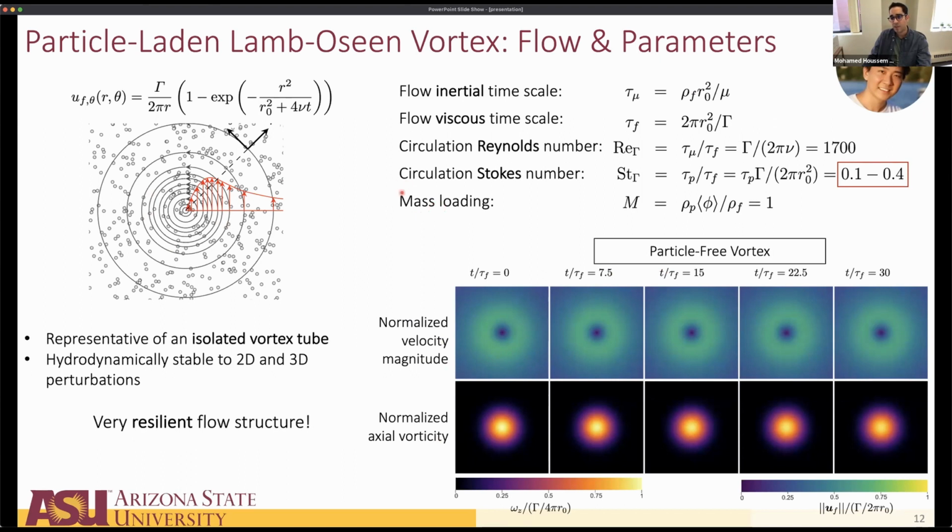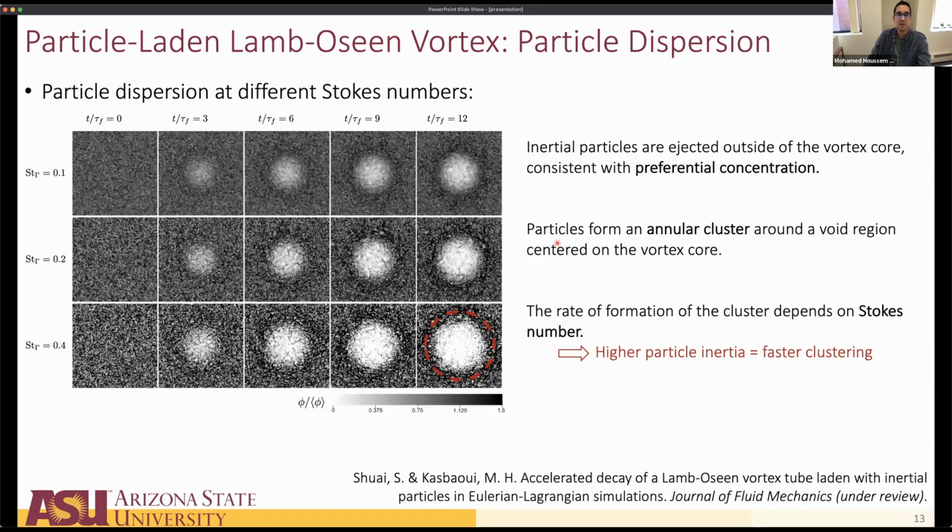Then we add particles, and we can define the circulation-based Stokes number. We're varying the Stokes number between 0.1 and 0.4, and the mass loading we're keeping fixed at 1. Okay, so let's see what happens with the particles. This is a picture that we know from preferential concentration.